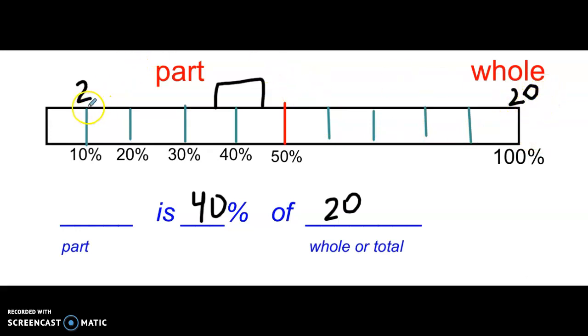And if we know 10%, we can easily find 40% because 10 times 4 is 40. 2 times 4 is 8. So 8 is 40% of 20.